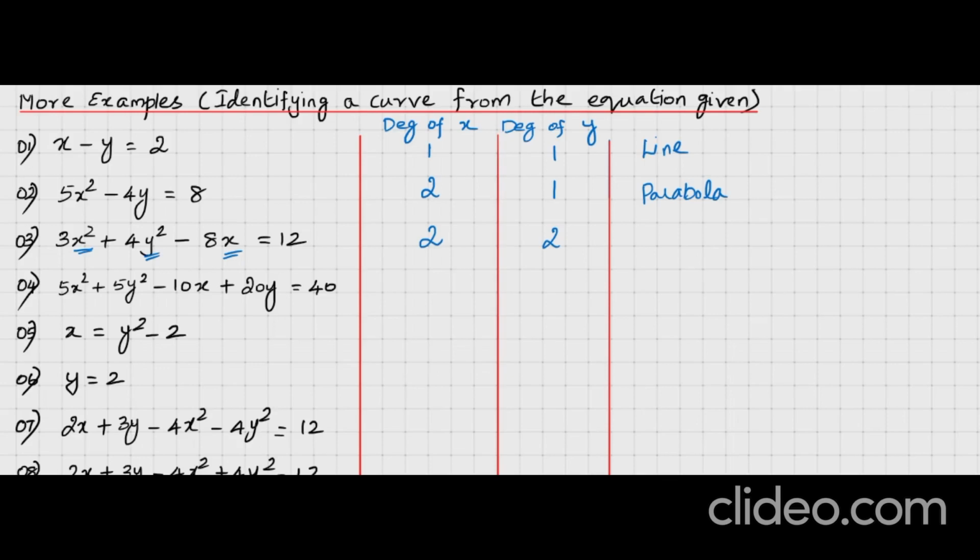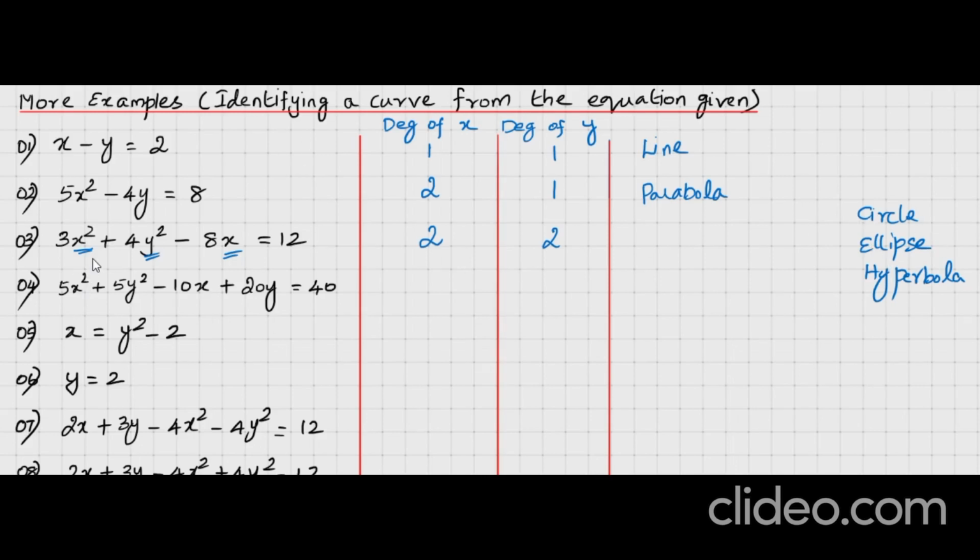If both the degrees are 2, there are 3 cases: it can be a circle or an ellipse, or it can be a hyperbola. How can we come to a conclusion whether this curve represents a circle, ellipse or hyperbola? For these 3 curves, both the degrees will be equal to 2. How are we going to choose the correct option?